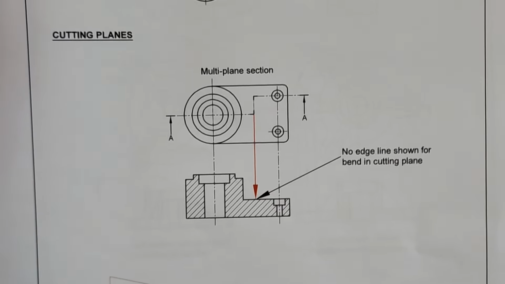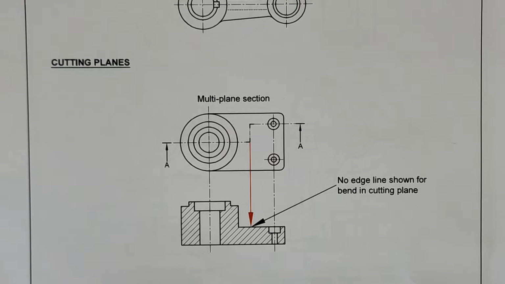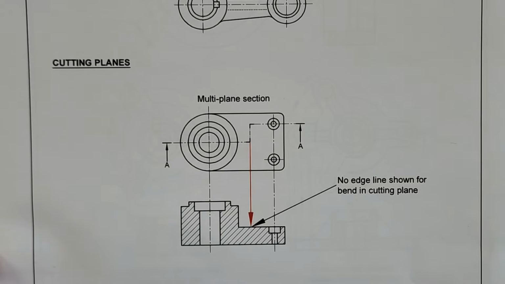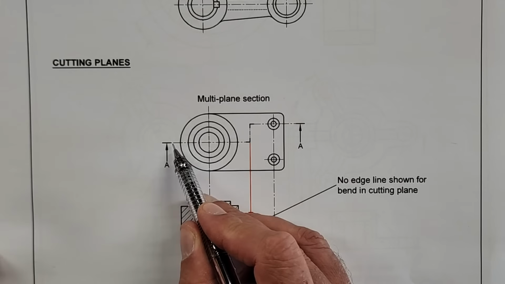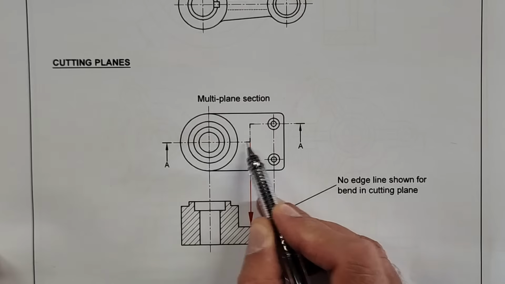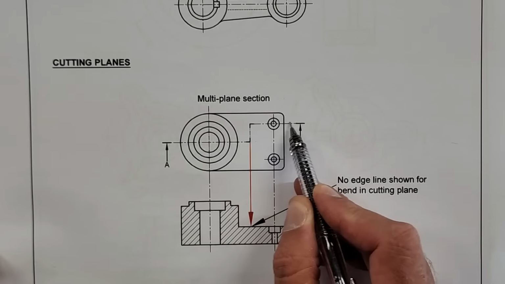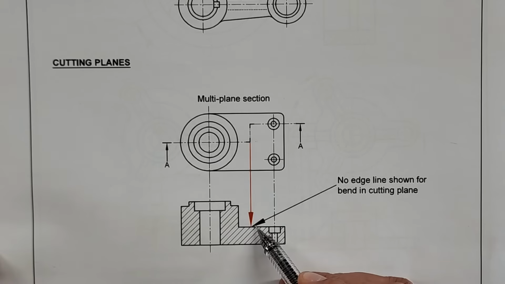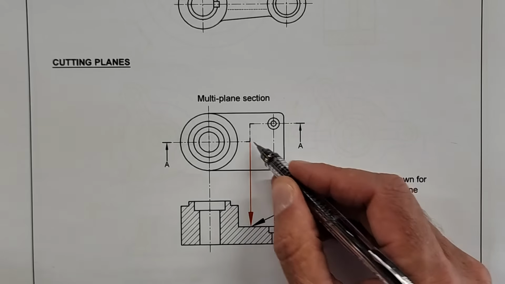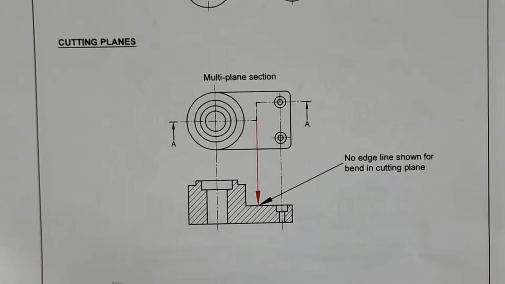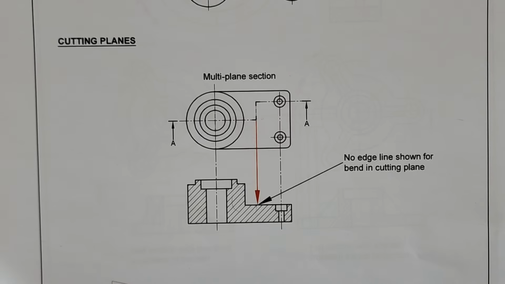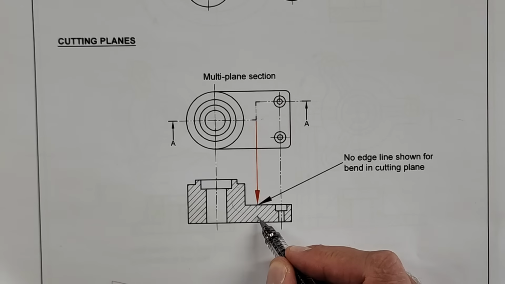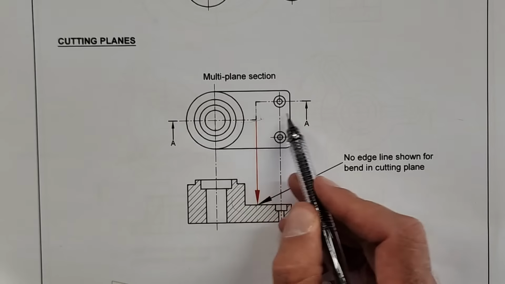If we look at the different cutting planes that you can expect to find in this paper, we of course know all the standard ones, but this is a multi-plane section. We actually have 2 planes with a step in. Take note here, you're never going to draw that corner of that step. It's going to just look as it is here in the example. No edge line is shown when we're cutting on multiple planes.